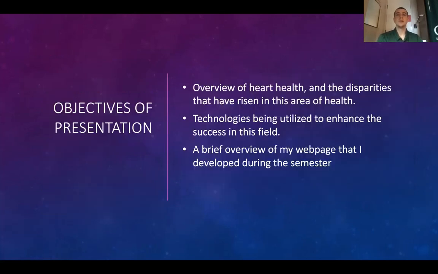In today's presentation, I'm going to give an overview of heart health as well as the disparities that have risen in this health field. I'm going to talk about the technologies that are being utilized today to enhance this field and give the most success for improving heart health. And I'm also going to showcase the webpage that I designed and a brief summary of the semester.